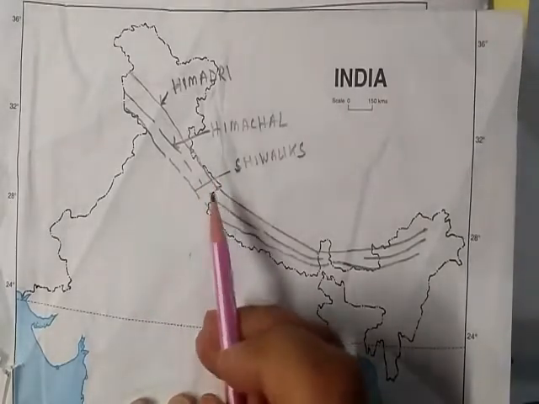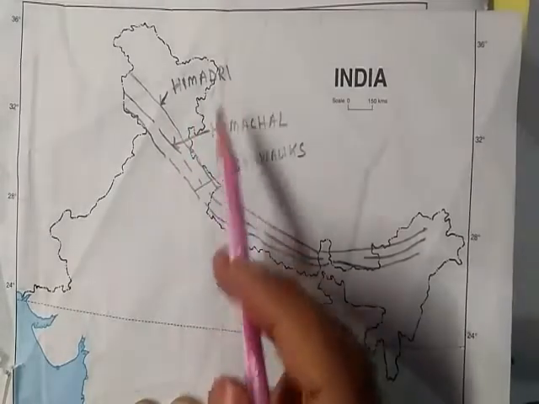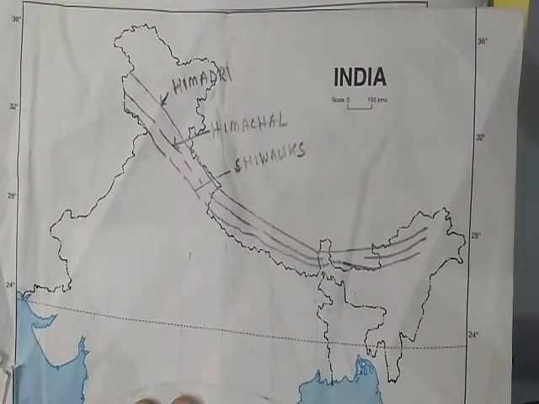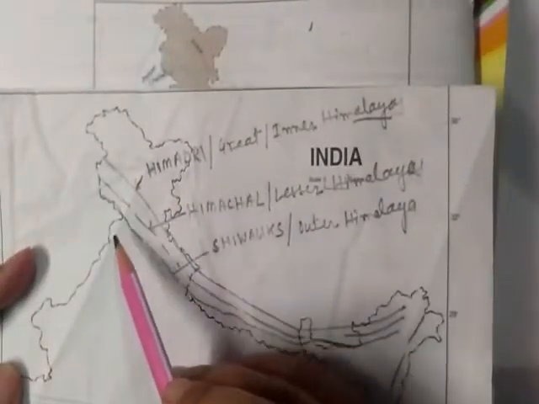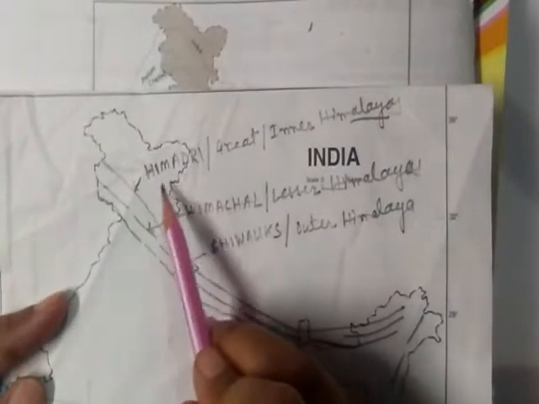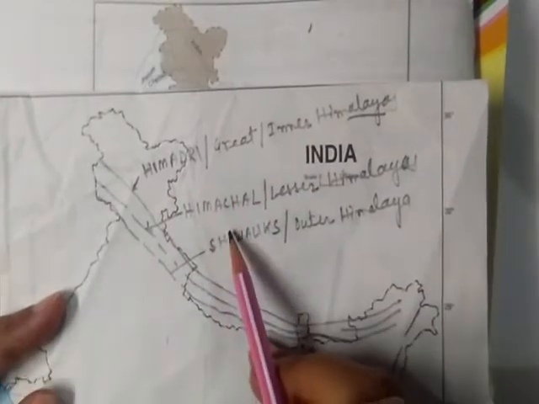Now see the longitudinal division of the Himalayas. The Himalayas have 3 parallel ranges: the Himadri, the Himachal and the Shivalik. The northmost range is Himadri, also known as Great or Inner Himalayas. Himachal is also known as Lesser Himalayas and Shivalik is also known as Outer Himalayas.